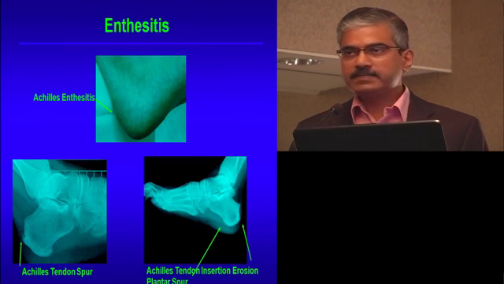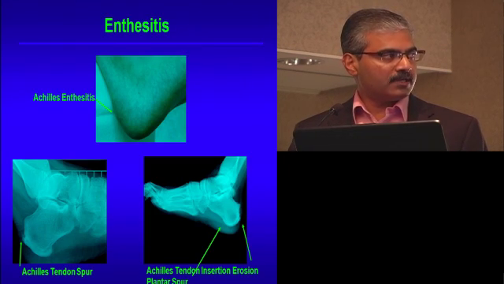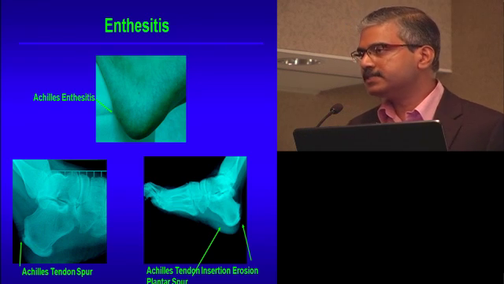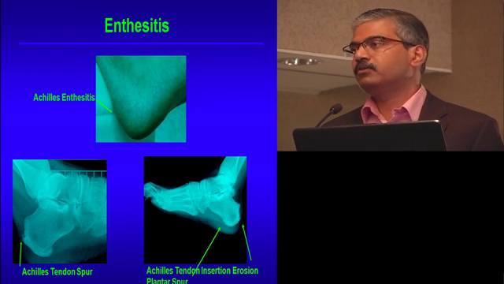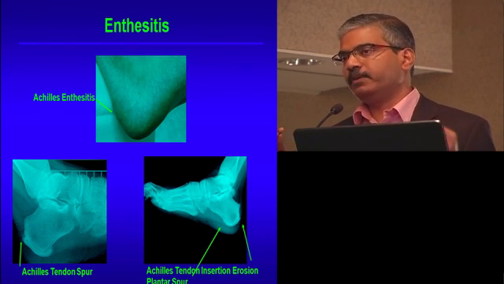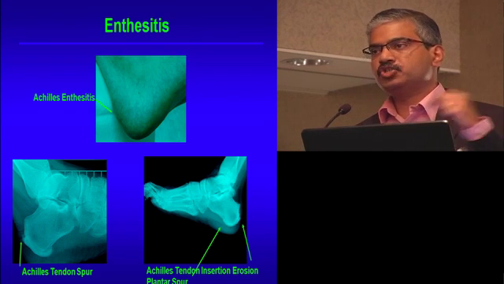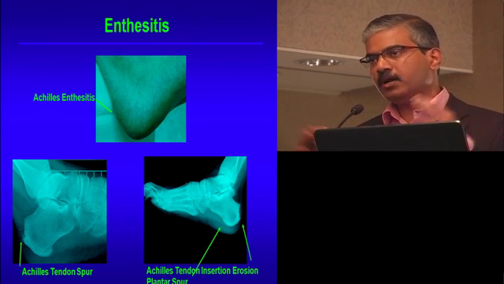You can have enthesitis mostly around the knees and the heels. You can also, especially in children, have it around the hips. That's inflammation where the tendon or ligament attaches to bone. So it's not exactly within the joint; it's around the joint.